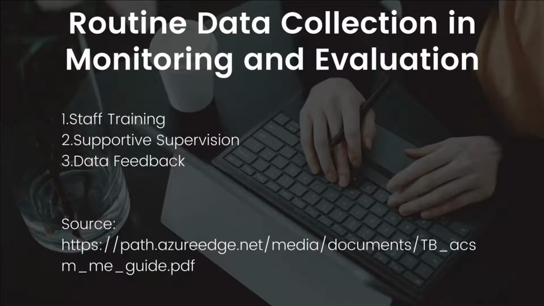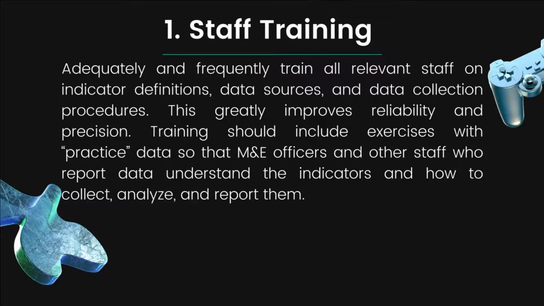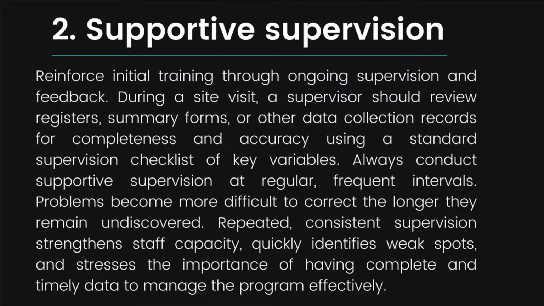One is staff training, supportive supervision, and data feedback. Staff training is to adequately and frequently train all relevant staff on indicator definitions, data sources, and data collection procedures. This greatly improves reliability and precision. Training should include exercises with practice data so that M&E officers and other staff who report data understand the indicators and how to collect, analyze, and report them. In short, we need to equip our staff, our employees, so that they will be truthful and honest in doing the monitoring and evaluation.